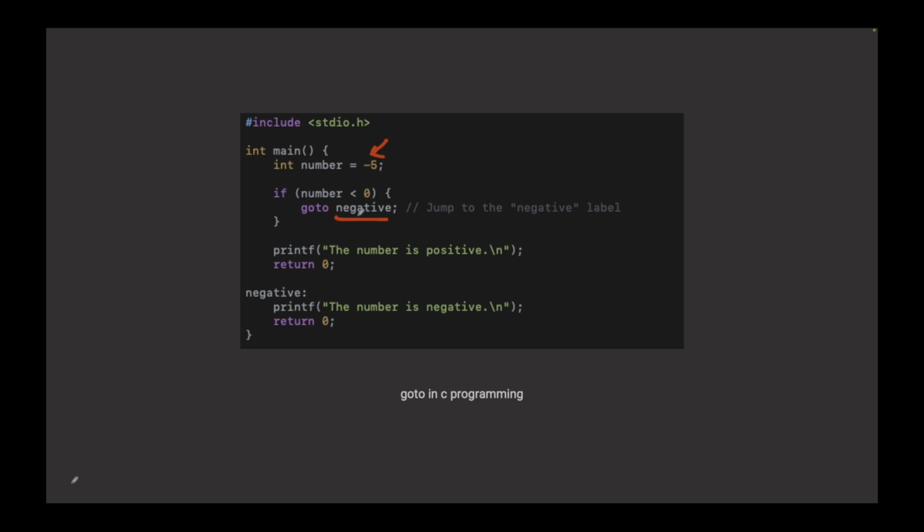Now it will search for negative text that is negative. It will act as a pointer in the program that will point starting of the program onward. Printf, the number is negative, return 0. Now what happened is it transferred the control to this part. Now this is left as it is and executed never.